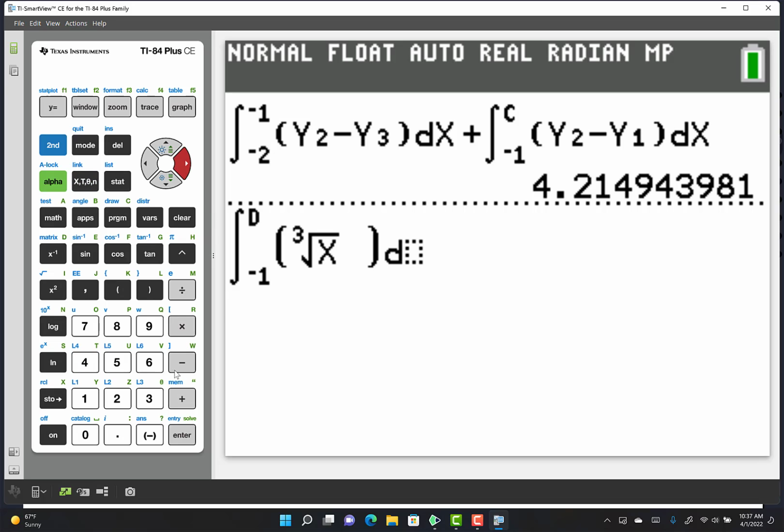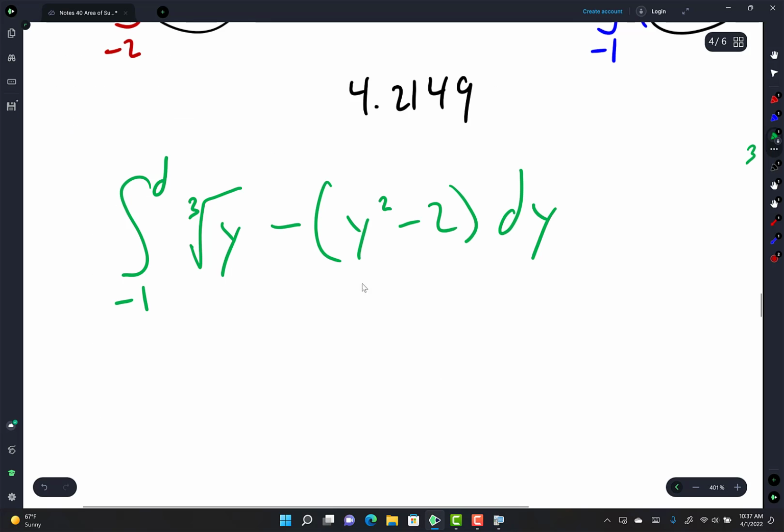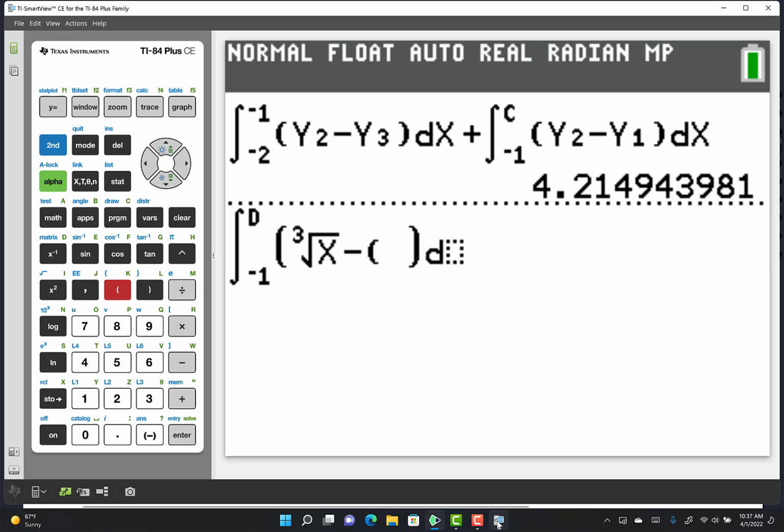Get out of there. Minus, and what was my equation over here? Y squared minus 2. I'm going to type x squared minus 2 in there. X squared minus 2. Close it. With respect to x. Here comes the moment of truth. Enter.